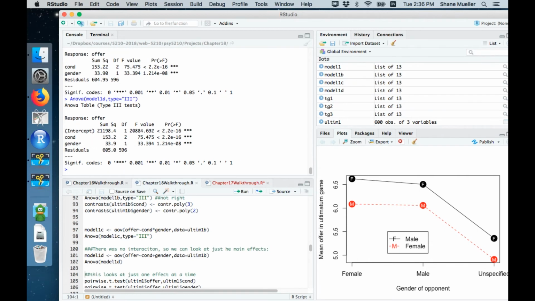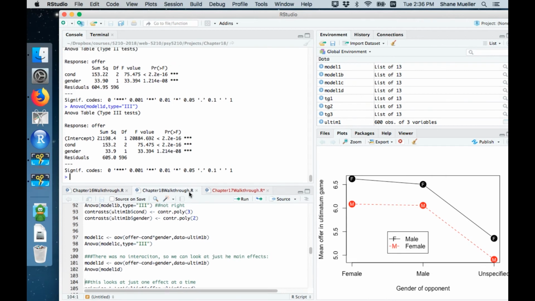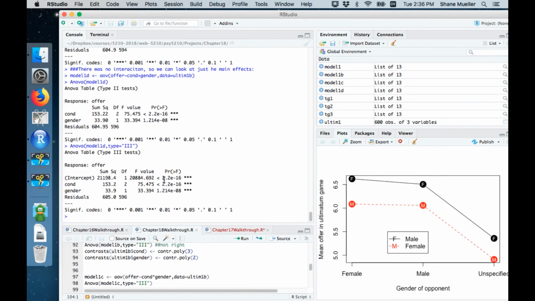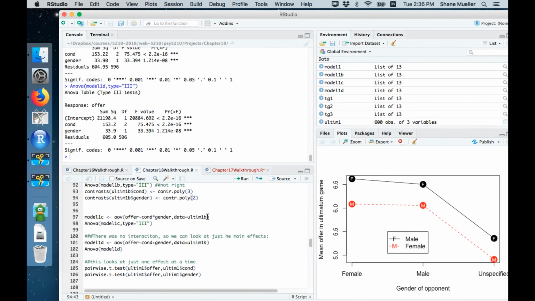I can do the type 3 ANOVA with no interaction, and you can see that the F values are the same here and here, and the P values are the same. Everything ends up being the same, although it does give me the test for the intercept separately in the type 3 model. So when you don't have interactions, these I think are always going to be the same, even if you've got non-balanced elements in your groups.